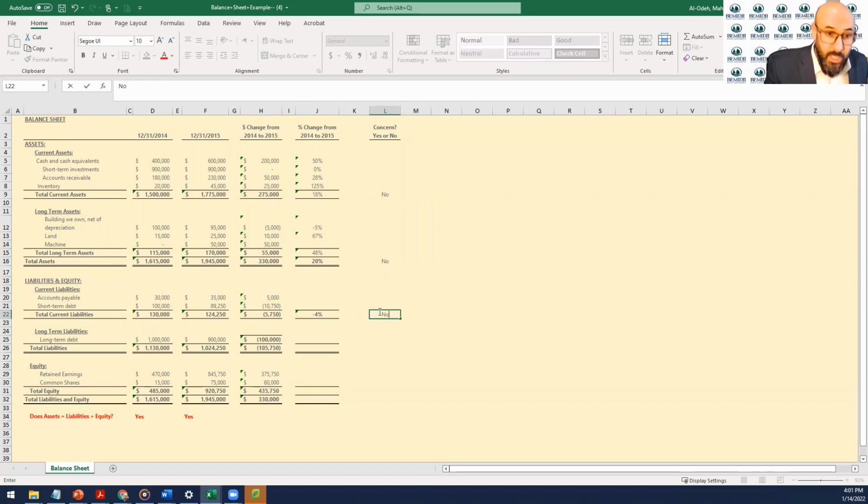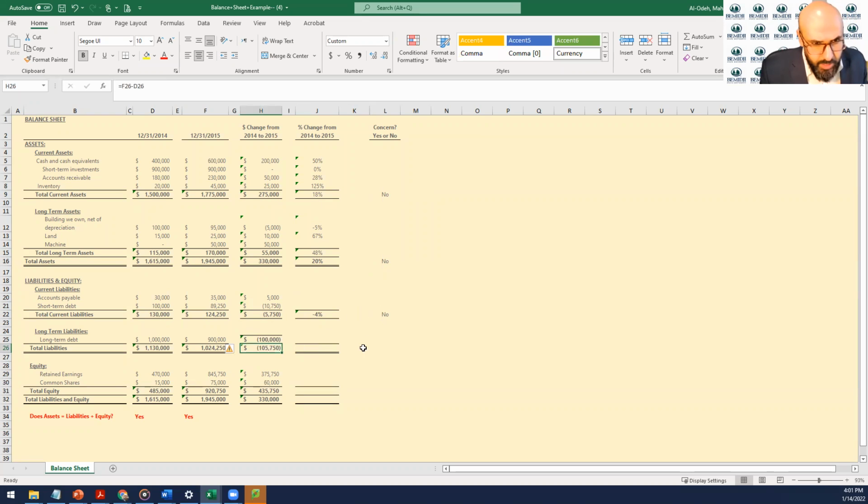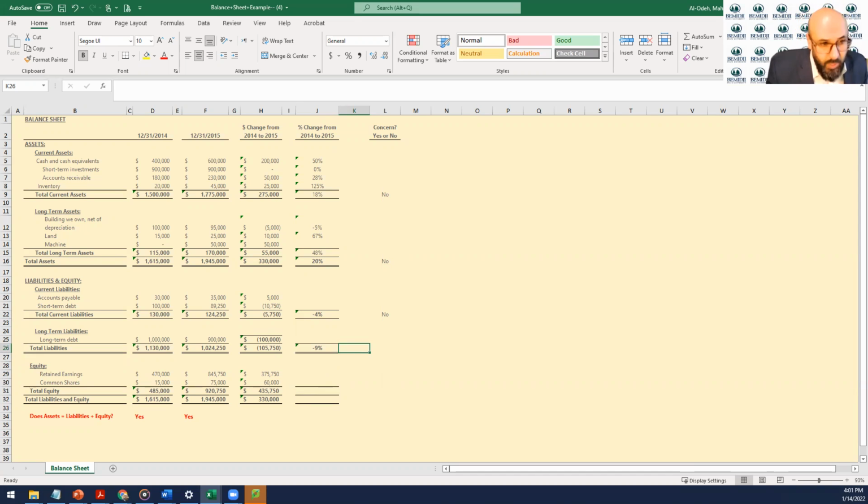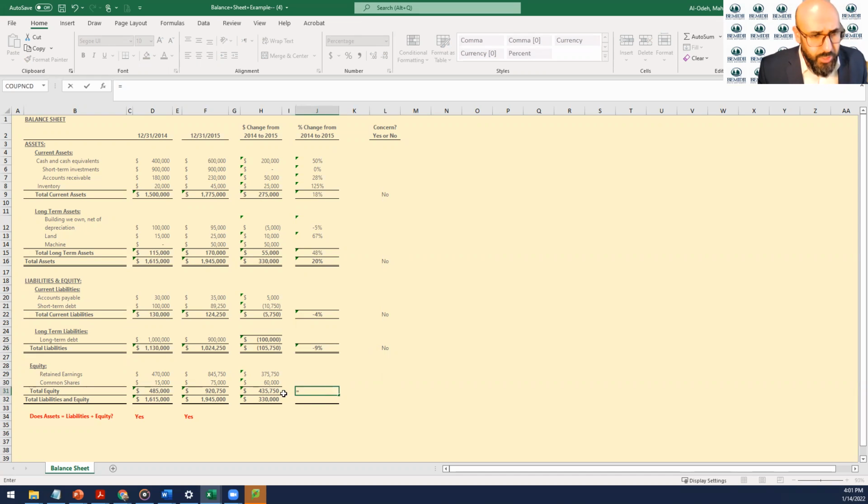We reduced the loans that we are paying to the banks. Same thing for this one here. Let's find the percentage: 105 divided by 1.13 million, reduced by 9%. So the total liabilities, between the long-term liabilities and short-term liabilities, the current liabilities, reduced by 9%. So this is not a concern. I'm happy to see this change. Total equity, now this will measure the interest of people in buying the shares of the company, increased by 90%. That's amazing. So there's no concern.